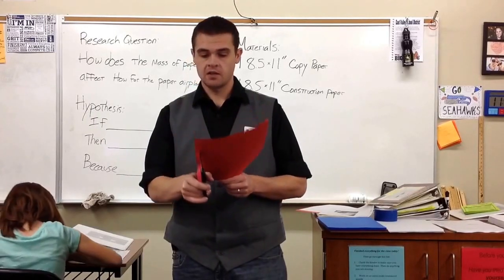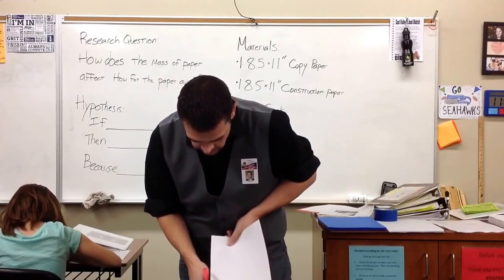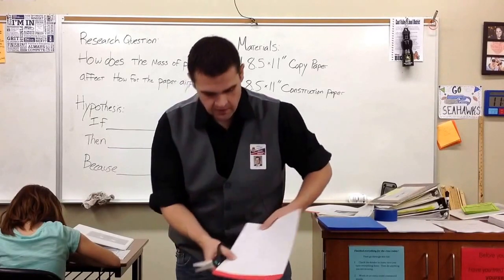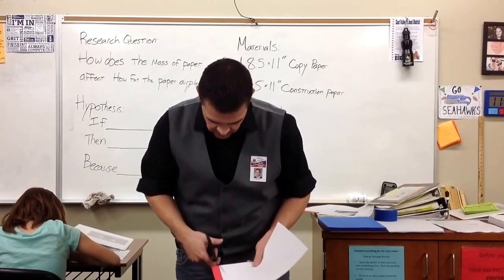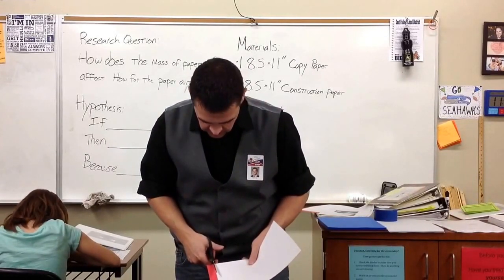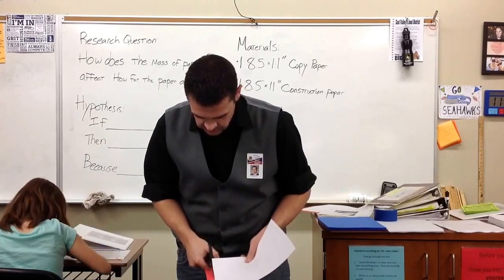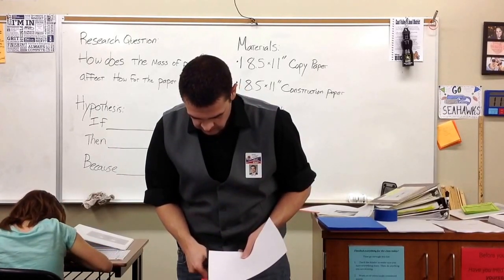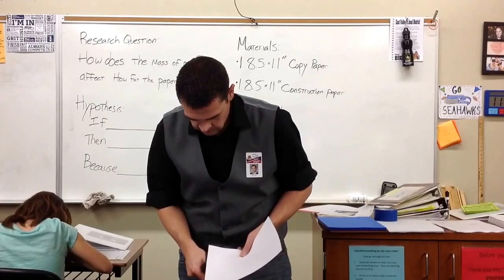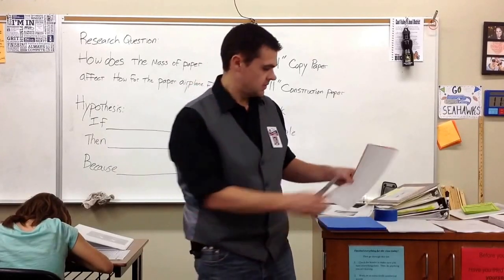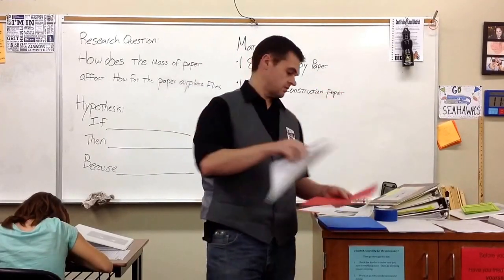So you're just cutting along the copy paper, just like that. And then cut along the other direction, so that way your two pieces of paper are the same size. Bam. Now they're the same size.